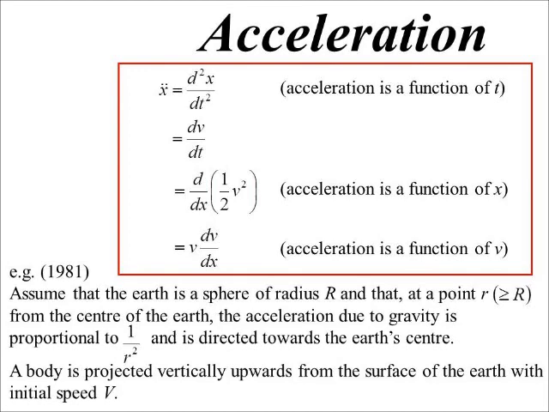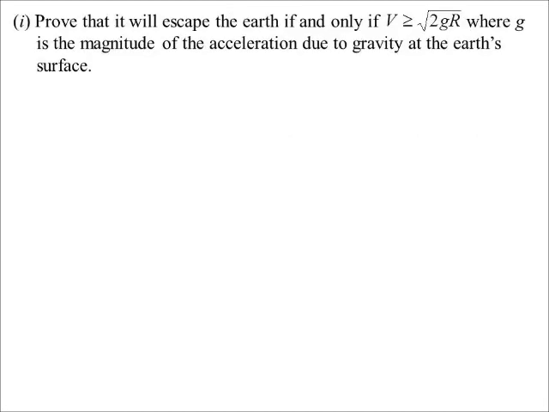A body is projected vertically upwards from the surface of the Earth with initial speed capital V. We're going to prove that it will escape the Earth's gravitational pull if and only if velocity is greater than or equal to the square root of 2gR, where g is the magnitude of acceleration due to gravity at the Earth's surface.